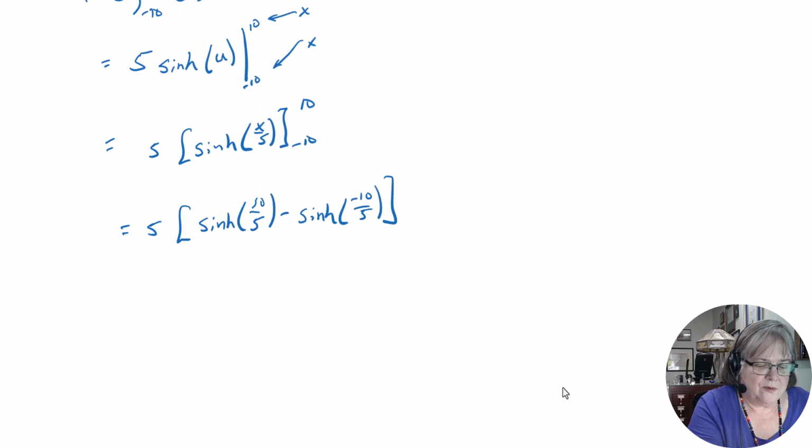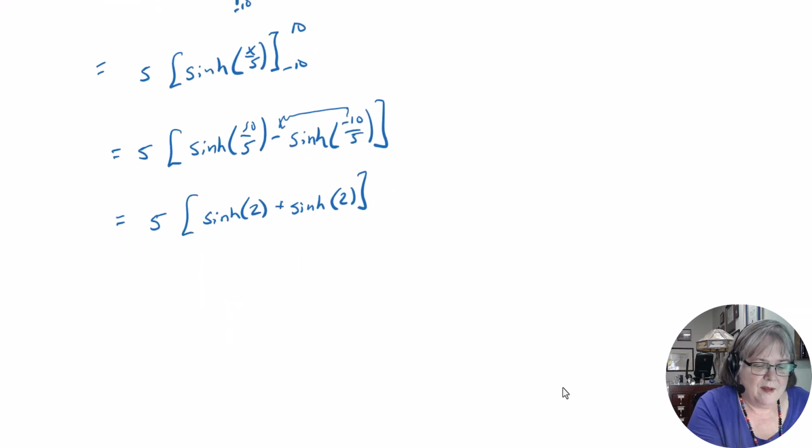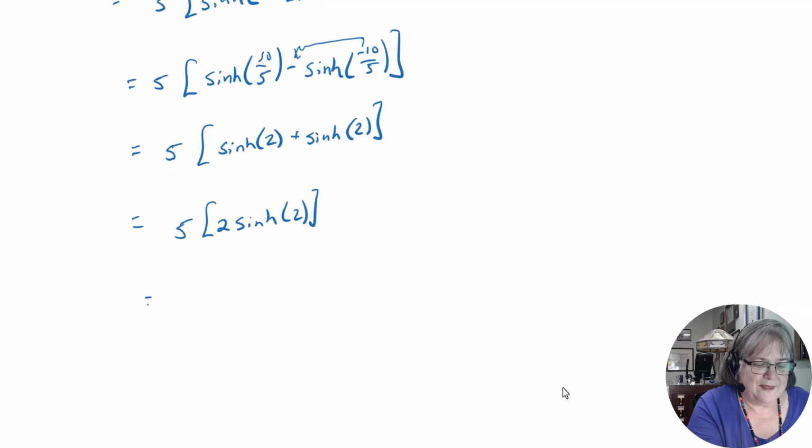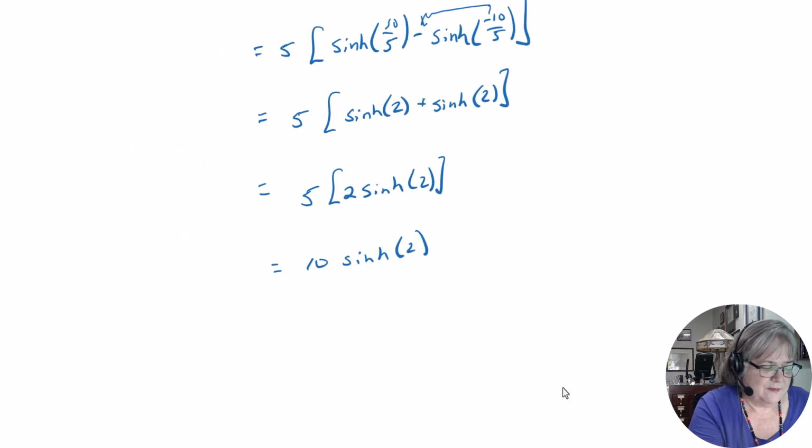And there are some little trig properties for this. So this is the hyperbolic sine of 2, but this minus comes out and then multiplies that one. So you'd have plus hyperbolic sine of 2 again. So I have 2 of those. So I've got 5 times 2 hyperbolic sine of 2. So this is 10 hyperbolic sine of 2. And this is the exact answer.